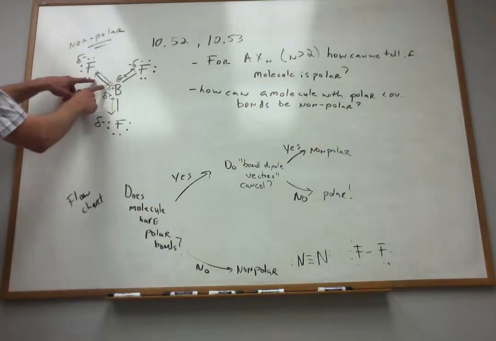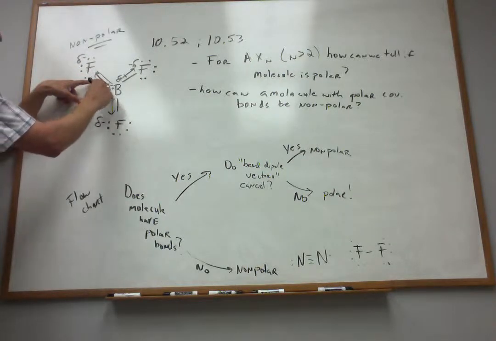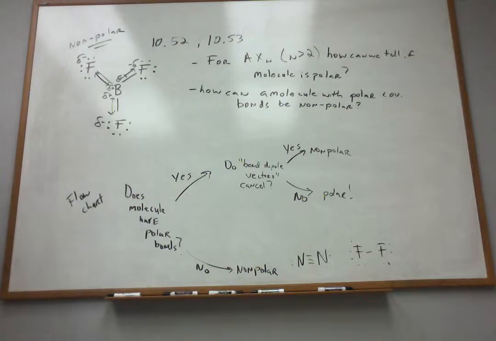So again, these little arrows are vectors. They point to the negative end. The positive end is here, okay, at the base of the arrow. And I should also say the length of that arrow is important because the length of the arrow describes the degree of charge separation between the atoms making up the bond. That has to do with the difference in electronegativities between the two atoms.